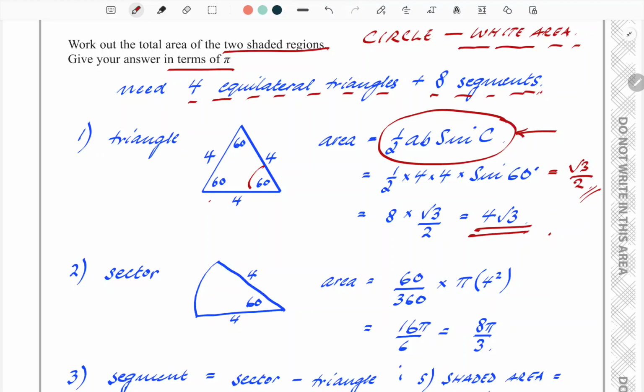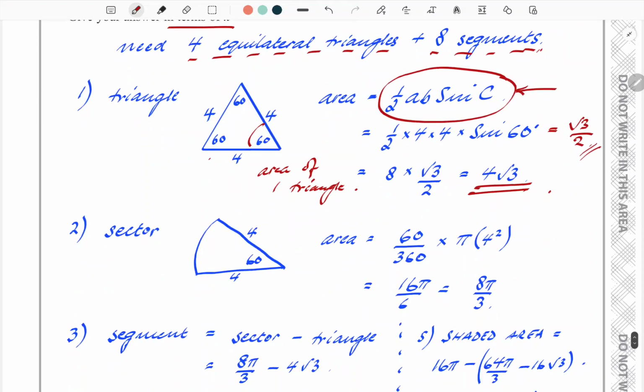I better put that in. Area of one triangle. And then the sector that I was talking about. The reason I need the sector is that in order to find the area of a segment, I need to find the area of a sector, take away the triangle, leaves me the segment.